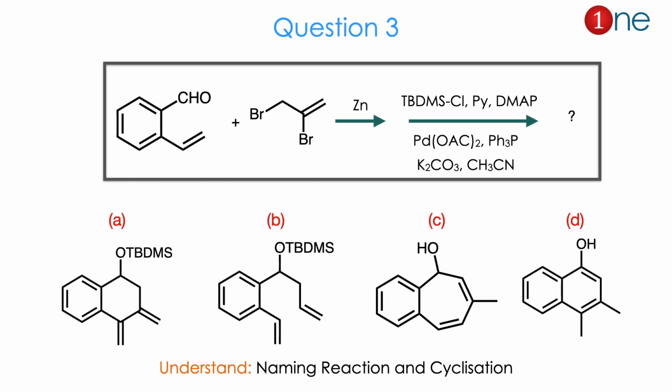Then question number 3. The starting material contains benzene with an aldehyde and one vinyl group there. Here you have another reagent which is a dibromide, and you are using zinc. Then you have the reagents TBDMS, pyridine and DMAP. You are using palladium with phosphine. Then you are using a base and cyanide as the solvent.